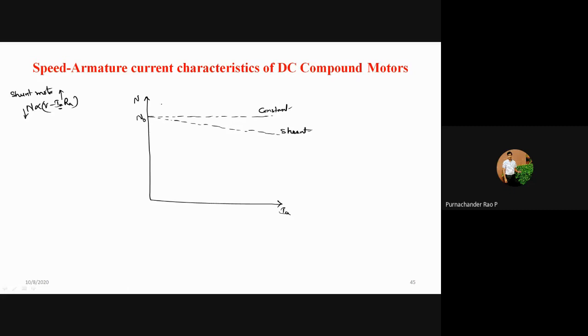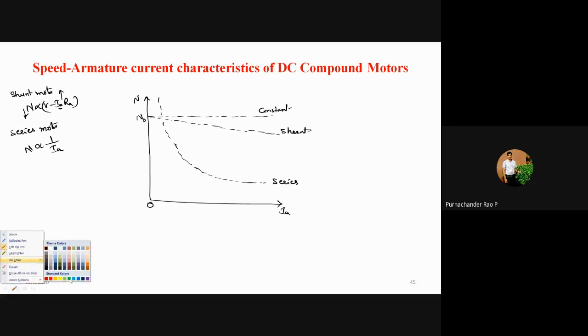Next, what is the speed equation for the series motor? N is inversely proportional to phi, and here this is given like this. So this is the speed versus armature current characteristics for the series motor. And therefore now the characteristics for the compound motor.